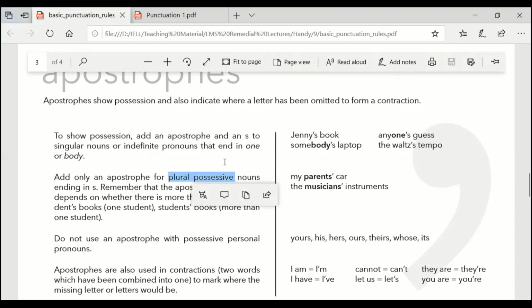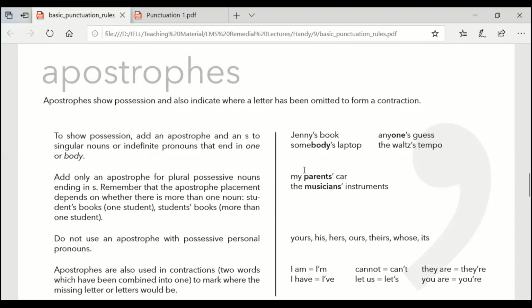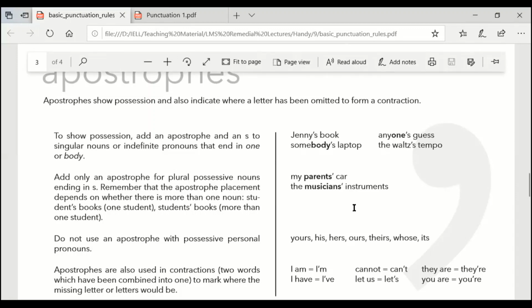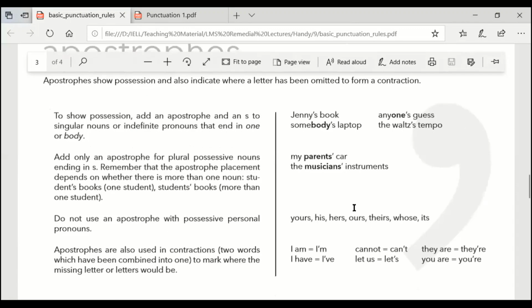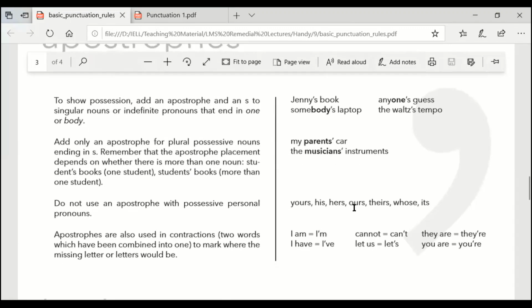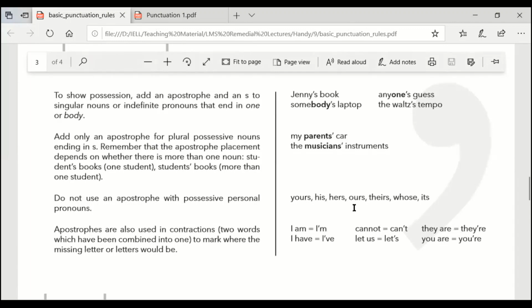Whenever we're talking about plural possessives, we need to keep in mind that we need to use s and then apostrophe. This rule goes for proper nouns and everything: wherever we are talking about plurals, we need to put s and then apostrophe.